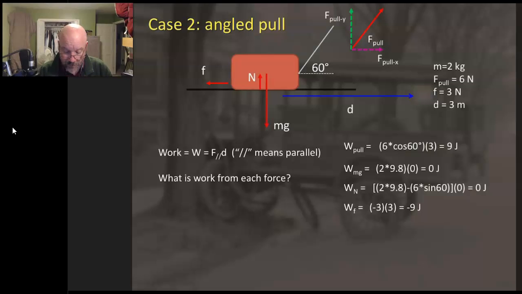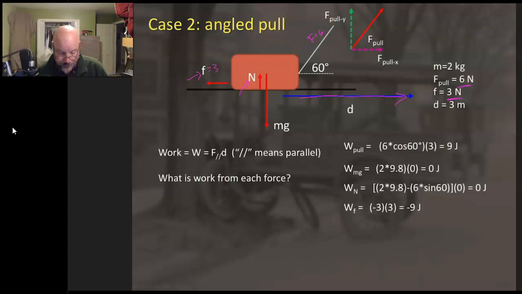Okay, so let's look at another one here. Now my pulling force is up at an angle. It's going to be 6. So that means up here we're pulling with 6. Our displacement is still here to the right. Since we're pulling up somewhat, our normal force is going to be a little bit less, and that means our friction force is going to be a little bit less. Now again, I just made up a number here. Let's say 3 for our frictional force back there like this.